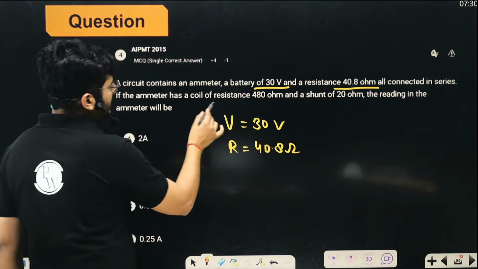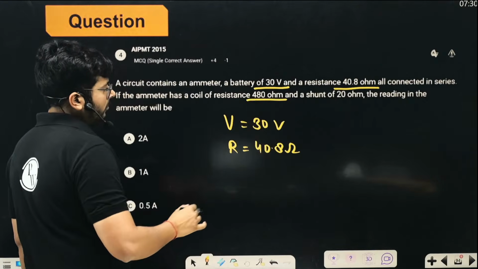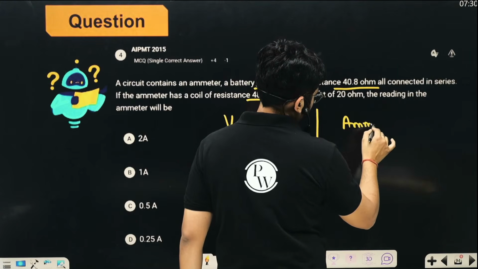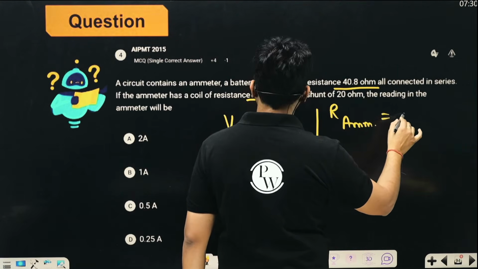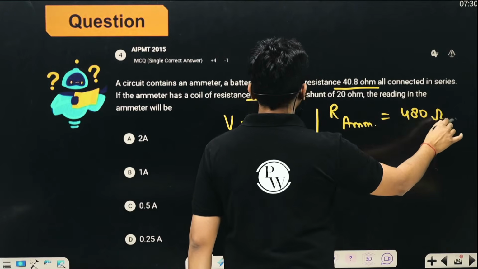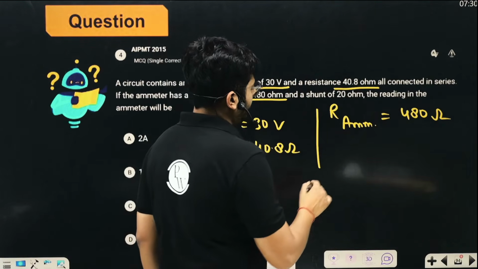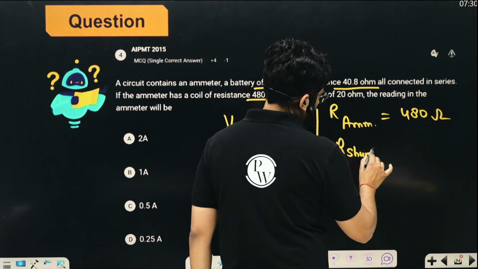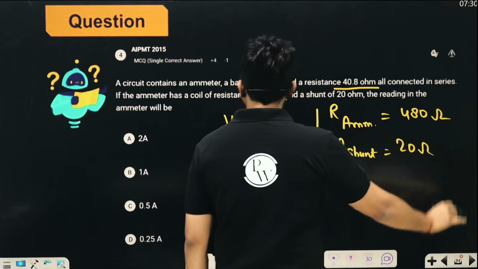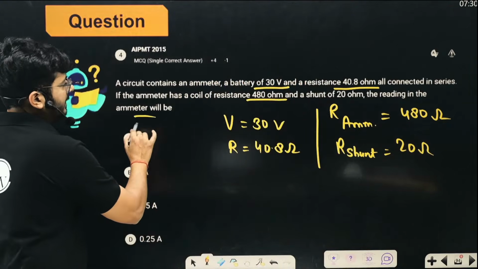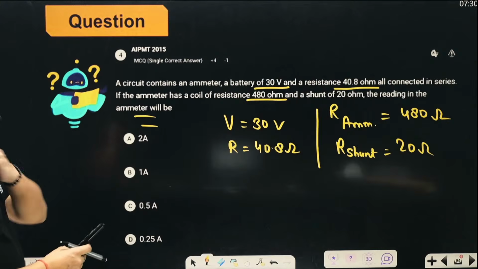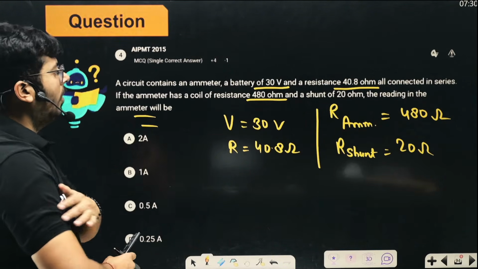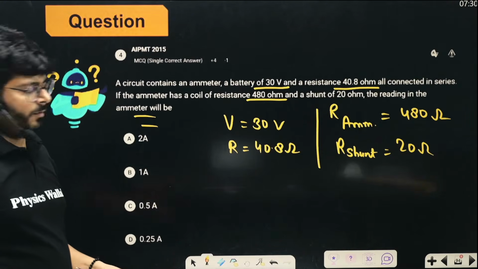If the ammeter has a coil of resistance 480 ohm and a shunt of 20 ohm, right? The shunt resistance of the ammeter is 20 ohm. What will be the reading in the ammeter? If the ammeter coil has a resistance of 480 ohm and the shunt of 20 ohm, what will be the reading in the ammeter? Think about it, right?